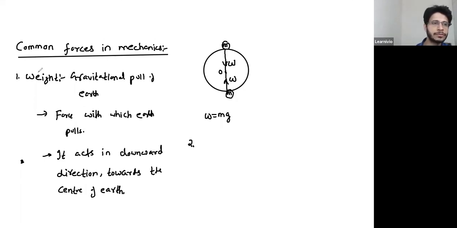So weight is the force which Earth applies on the body, which is m into g. Here g is acceleration due to gravity. The value of g is 9.8 meter per second square, which you can approximate as 10 meter per second square. So that is weight acting.